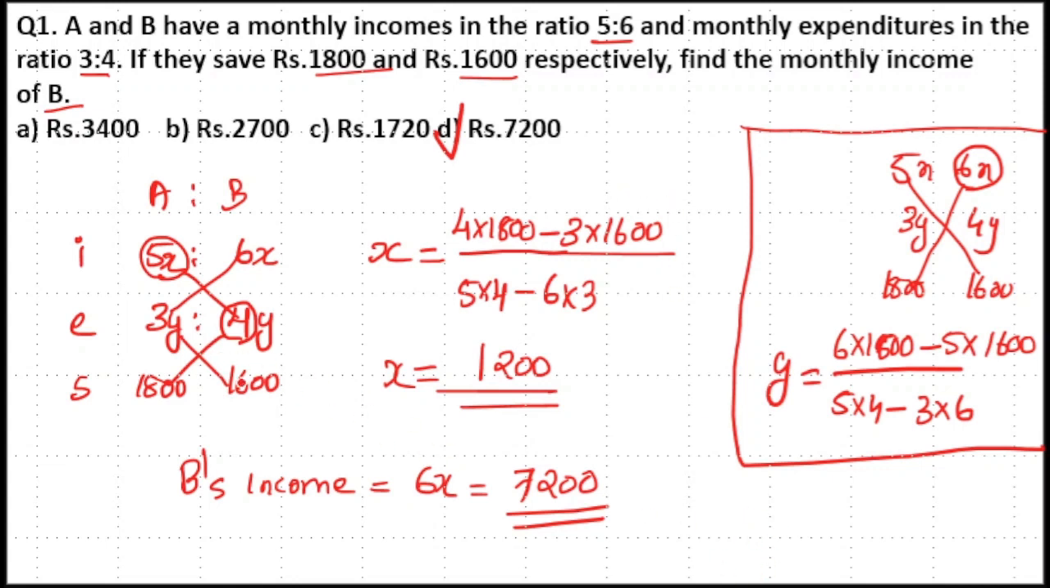Now if you want to find out this using linear equation method, take these two columns as linear equations, that is income minus expenditure is equal to savings, that is 5X minus 3Y is equal to 1800 and 6X minus 4Y is equal to 1600. Now you can use the Vedic math method to solve these linear equations. If you don't know that method, check the link in this description. I have already done a video about Vedic math trick for solving linear equations. So here your answer is option D, that is 7200.